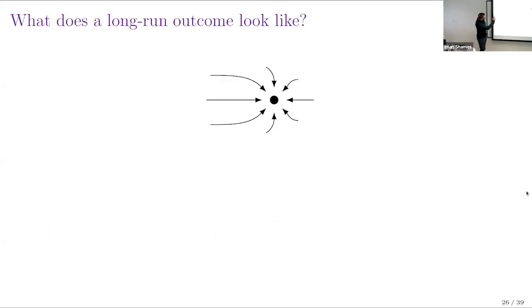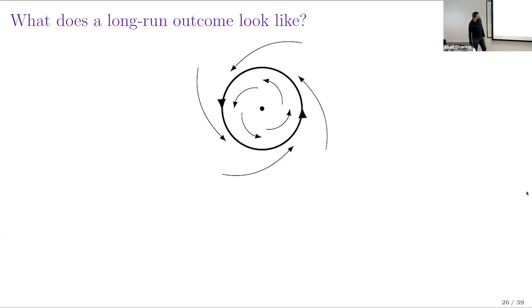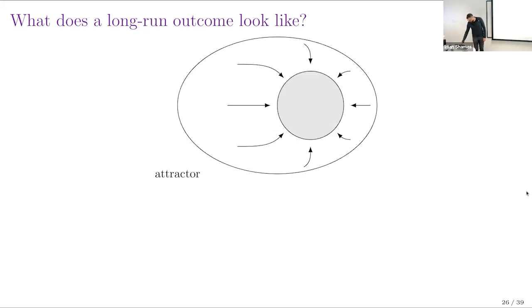Okay, so what does a long run outcome look like? Would all the flow go to one point? It's not the case all the time. Would it enter a limit cycle? Or would it go into a set and just mix inside that set? So it's a notion of the attractor.